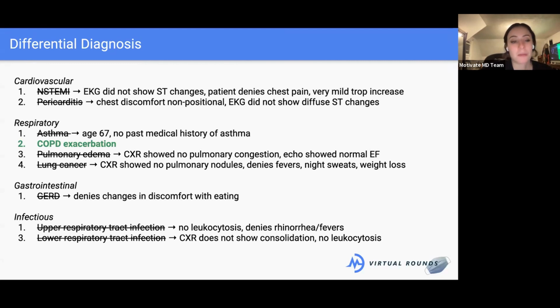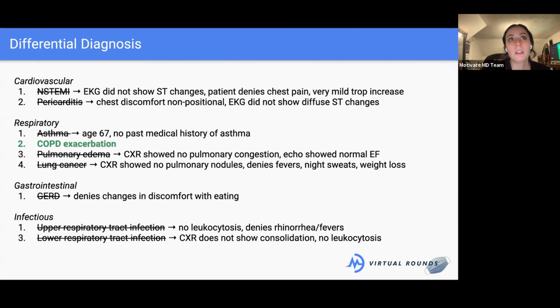We'll skip COPD exacerbation. So pulmonary edema: the chest x-ray did not show the pulmonary congestion that we would normally look for with edema. And also the echo, he had a normal EF. So we can cross off that left heart failure kind of differential. Lung cancer, there were no pulmonary nodules in the x-ray. He denied fevers, night sweats, and weight loss.